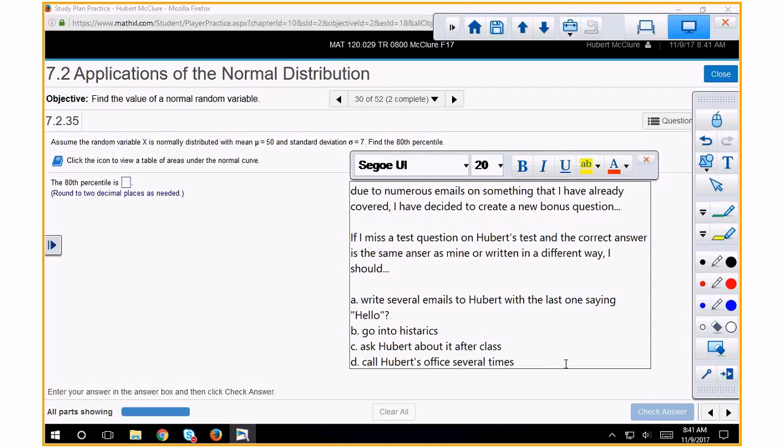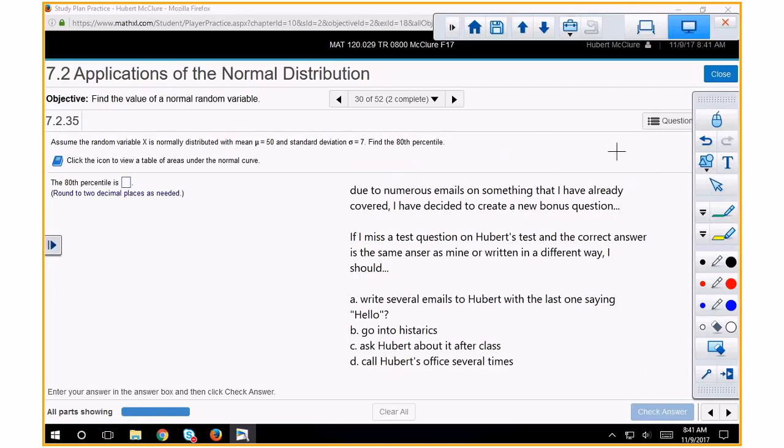There's the new question that I'm going to put on. If I miss a test question on Hubert's test and the correct answer is the same answer as mine or written in a different way, I should write several emails to Hubert with the last one saying, hello, go into hysterics, ask Hubert about it after class, or call Hubert's office several times. See, good job. Wonder why I'm not responding to the person that's calling several times or emailing several times? Because I've already covered this.